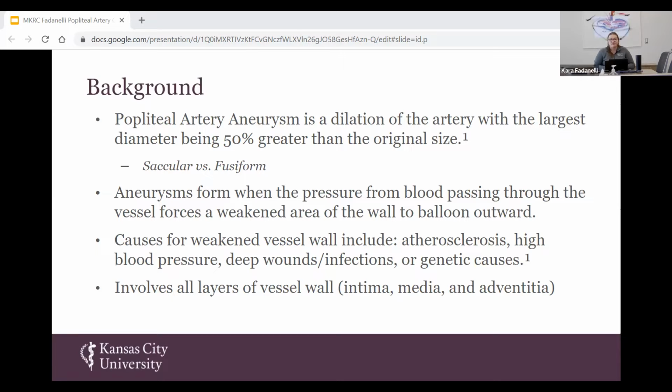So an aneurysm forms when the blood passing through the vessel finds a weakened area of that vessel wall and is going to balloon outward. Some causes for that could be atherosclerosis, hypertension, an infection from a deep wound, or genetic causes. And this is going to involve all of the layers of the vessel.